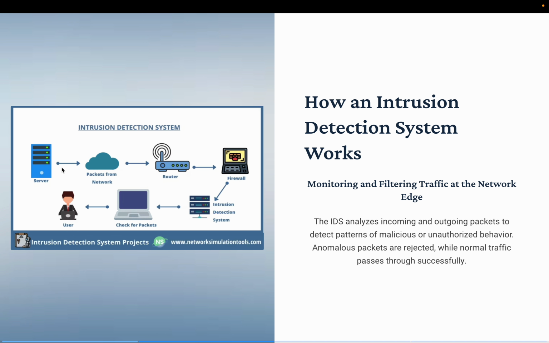Here we can see that the data travels from the server to the router. From the router, it passes through the firewall where the intrusion detection system inspects it for malicious activities. If the packets are clear, then they are transferred to the user, else the packets are discarded. The normal traffic will pass through the IDS and reach the user, whereas the abnormal traffic or the anomalies will be prevented or stopped by the intrusion detection system.